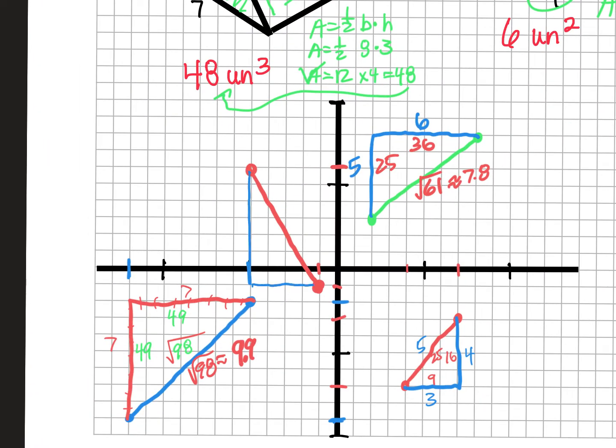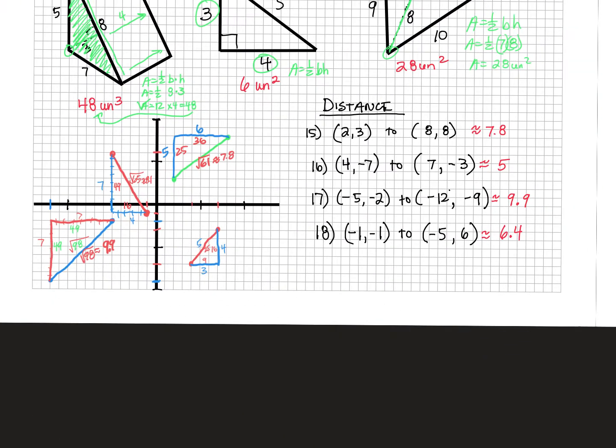Boom, boom. 1, 2, 3, 4, 5, 6, 7, and 1, 2, 3, 4. 7 squared is 49. 4 squared is 16. I add those together, that's 65. The square root of 65 is about 8.1, which means that I got another one wrong on the answers.